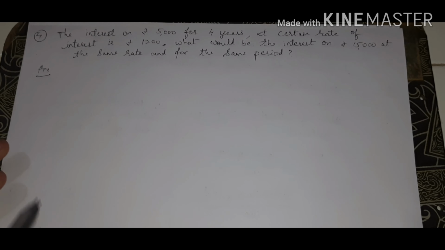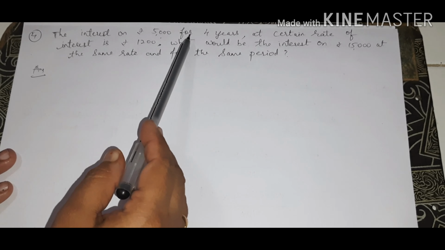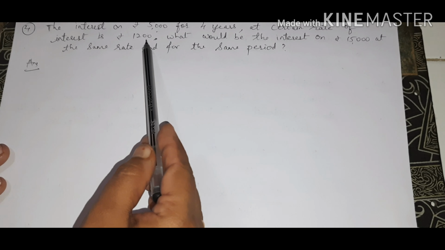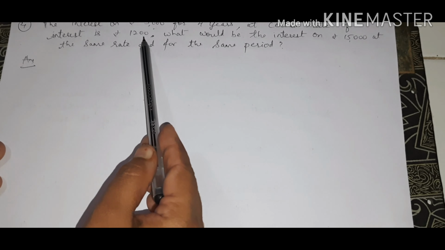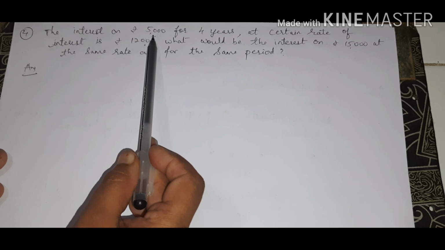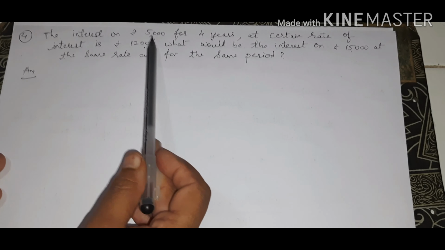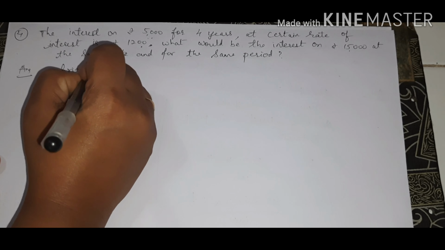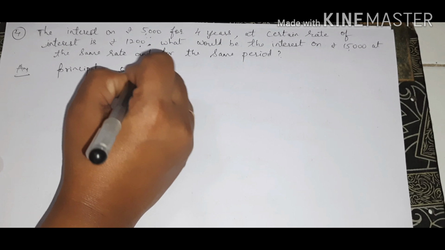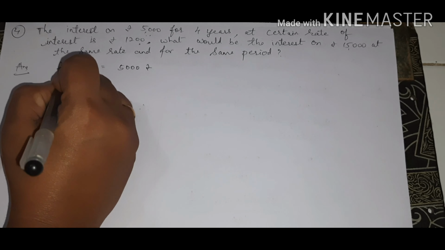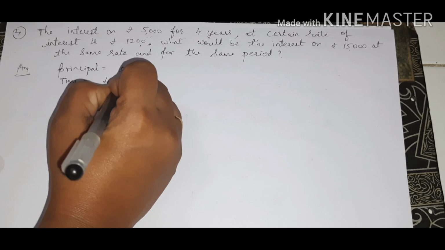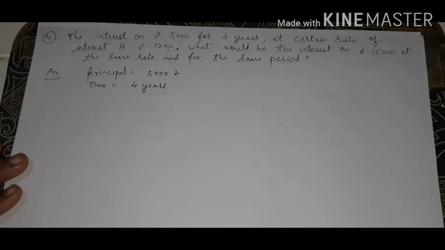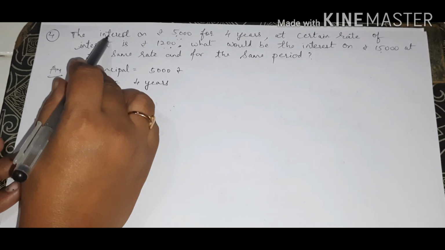The fourth sum is: the interest on rupees 5,000 for 4 years at a certain rate of interest is rupees 1200. Try to understand. The interest on rupees 5,000, that means this is your principal amount. So principal P is 5,000 rupees. Time is 4 years. At a certain rate of interest, meaning the rate of interest they have not given. Rupees 1200 means this is the interest.